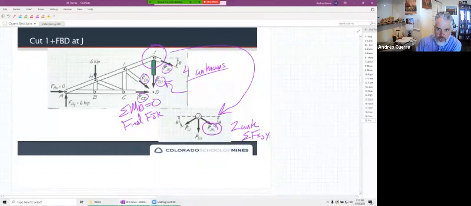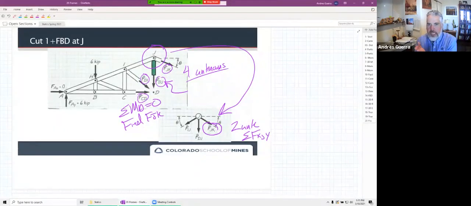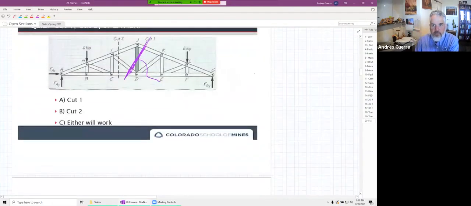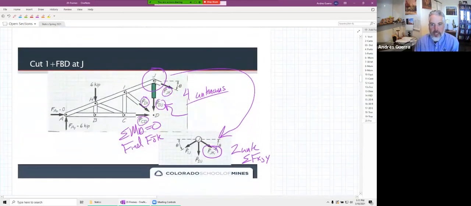And even though there's four unknowns, this cut is also at an angle. The main thing when we're making cuts, notice every time we make these cuts, we're not cutting through a joint, right? We're cutting through members. Even at this angled one, cut one, it's cutting through the middle of those truss members. We never cut at a joint. We always cut through truss members. That's really our only rule that we have to follow when we're making those cuts.